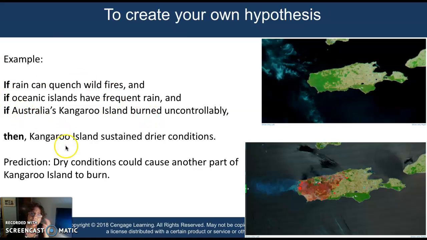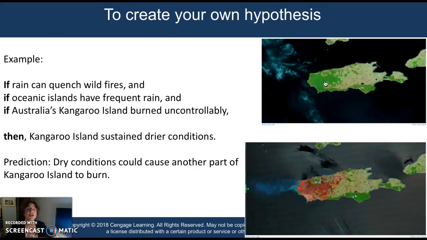then I predict, I'm suggesting that Kangaroo Island in January of 2020 sustained drier conditions. And you might say, duh, but you'd have to go and find out if Kangaroo Island from the data did sustain drier conditions. You can look back to all the observations that were done in the past. If you look at this right before the fire, that side of the island is quite green. It doesn't look too dry to me. So it'll be really interesting to see what the data show.